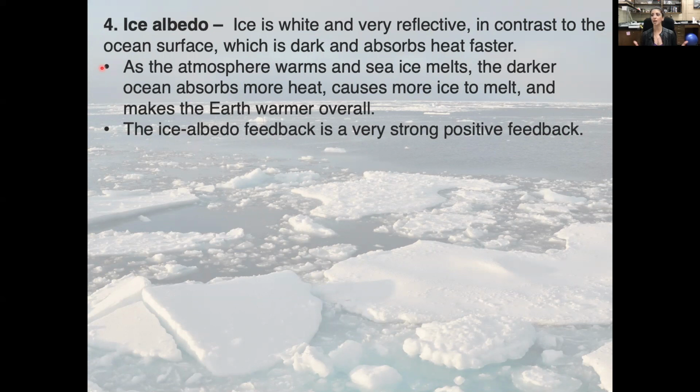By contrast, the ocean surface is dark and it absorbs heat faster. So as the atmosphere warms and sea ice melts, the darker ocean absorbs more heat, causing more ice to melt, and it makes the Earth warmer overall. So the ice albedo feedback is a very strong positive feedback that promotes warming.